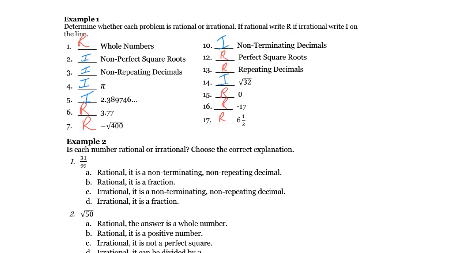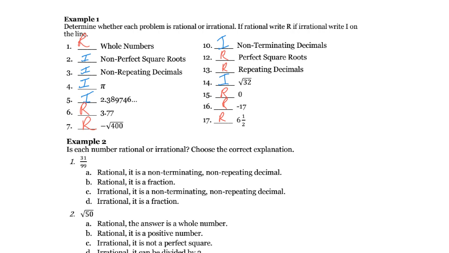All right, so hopefully you got that 5 was irrational, 6 is rational, 7, the square root of 400 is 20. Doesn't matter if it's negative or not, so that's rational. 10 is irrational. 12 and 13 rational. 14 irrational. 15, 16, 17 all rational. With 17, remember all fractions are rational.